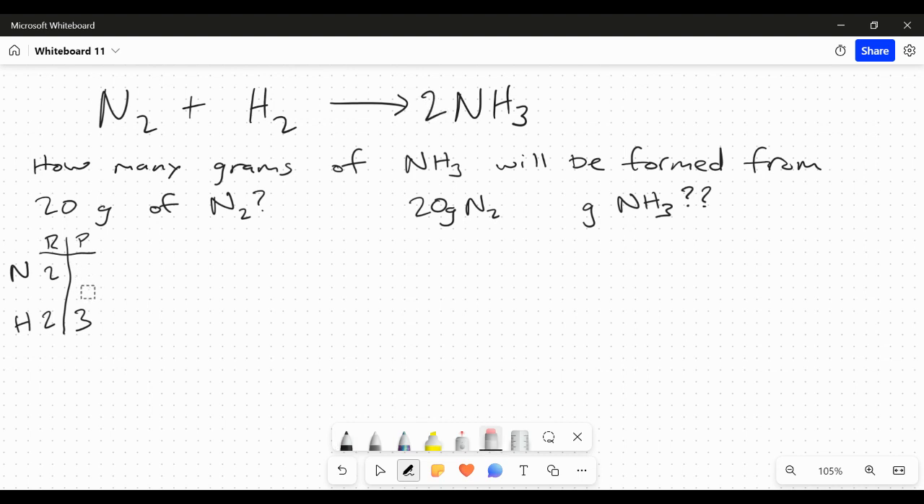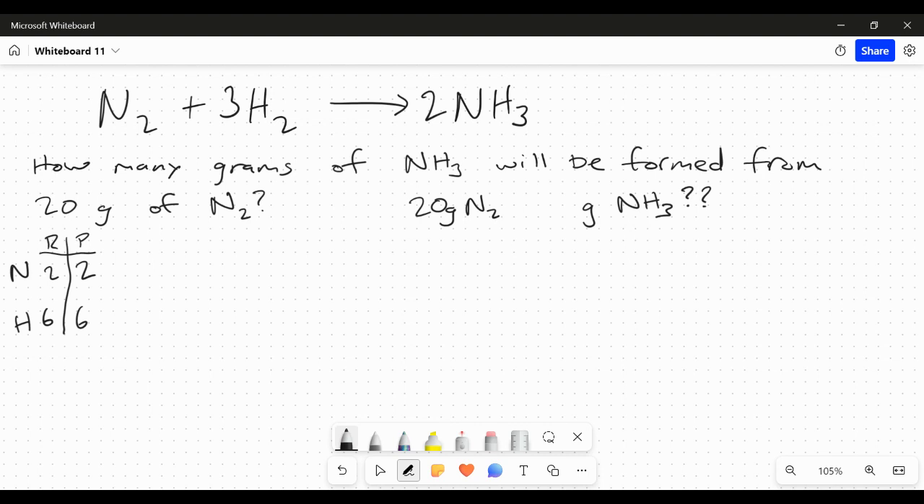That's going to change nitrogen and hydrogen. There's now 2 nitrogens and 6 hydrogens. Now nitrogen's balanced. Let's balance hydrogen. Each H2 gives me 2 hydrogen atoms, and I need 6, so let's make this a 3. Now 6 hydrogens on the left, and we're all balanced.